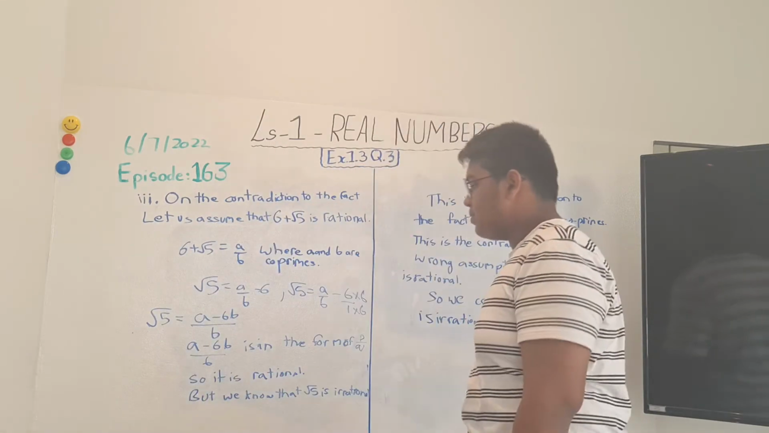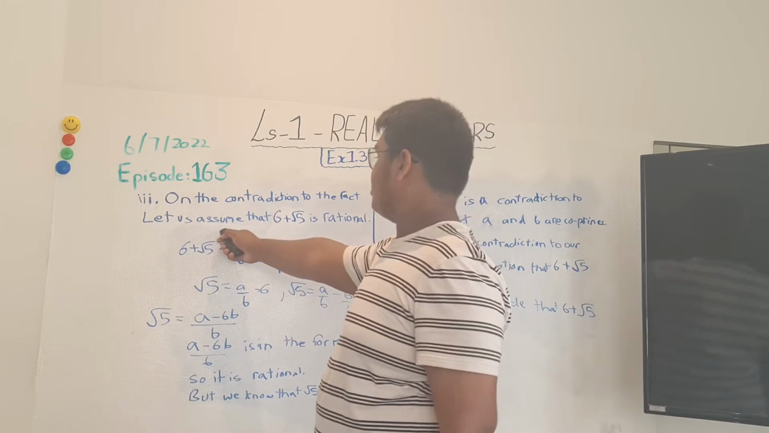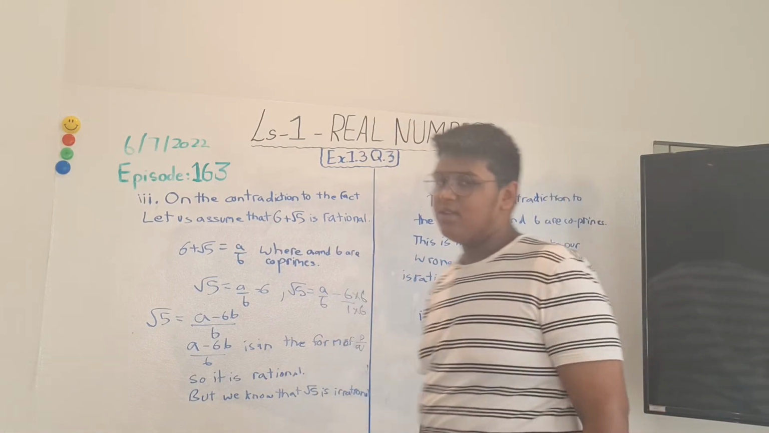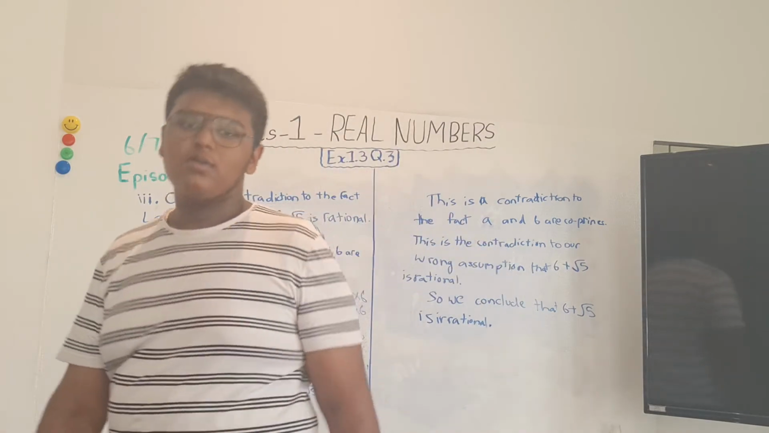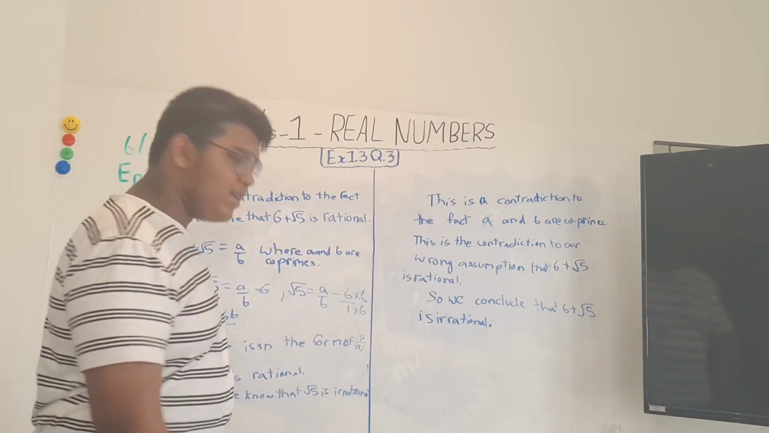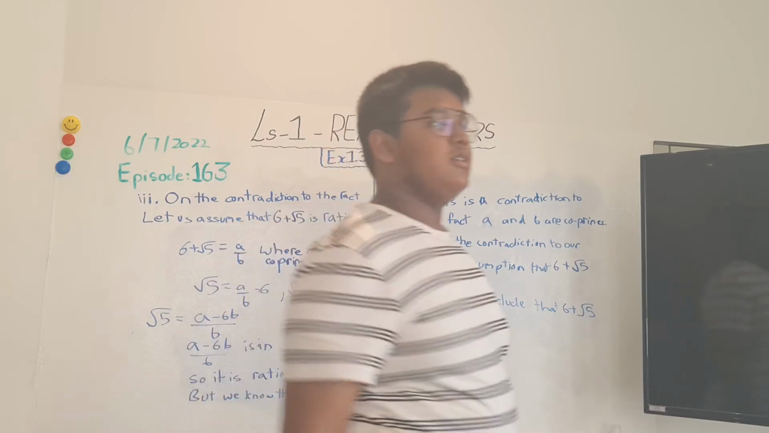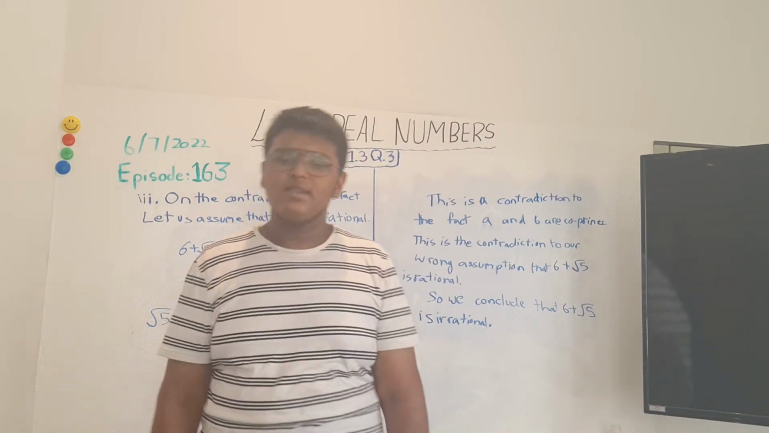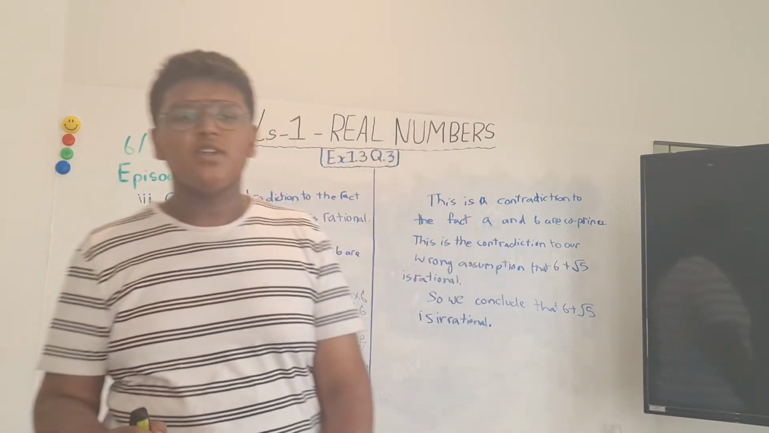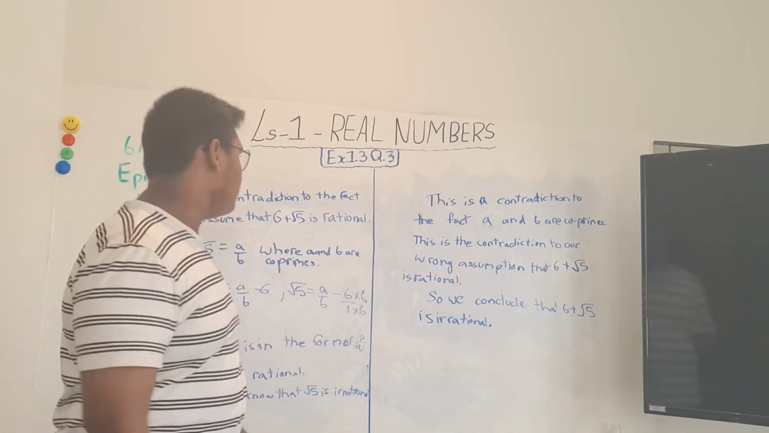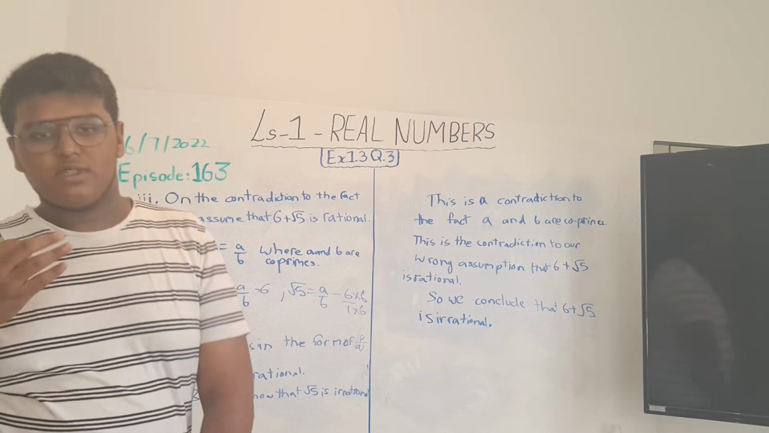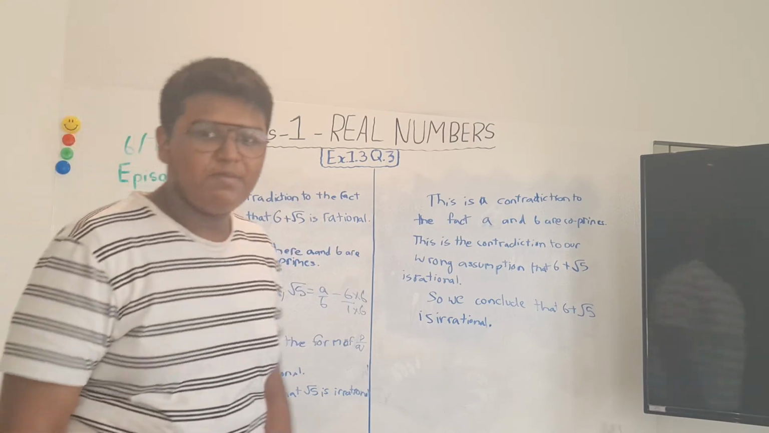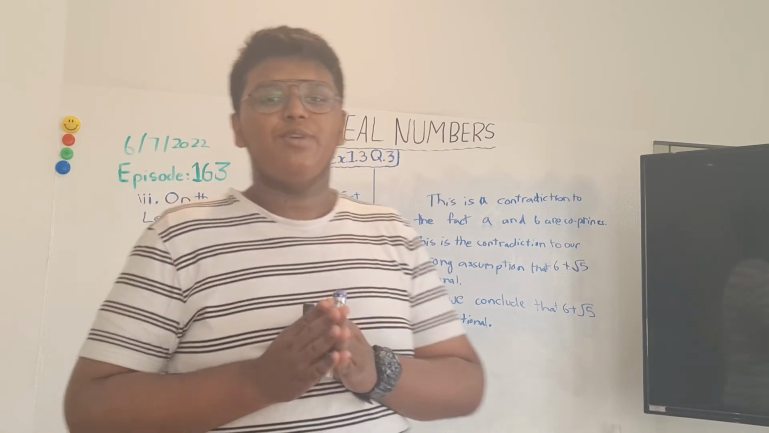The next step is that we had assumed that 6 plus root 5 is rational. That will be wrong, because here we proved that it cannot be rational. So we conclude that 6 plus root 5 is irrational. This was our last answer, the last question, sub-question number 3 of question number 3 from exercise 1.3. So now we have completed our exercise 1.3.